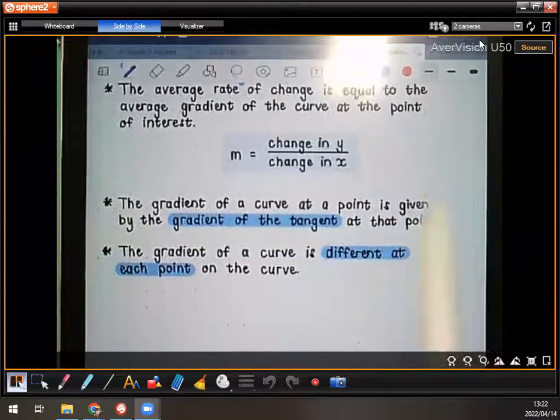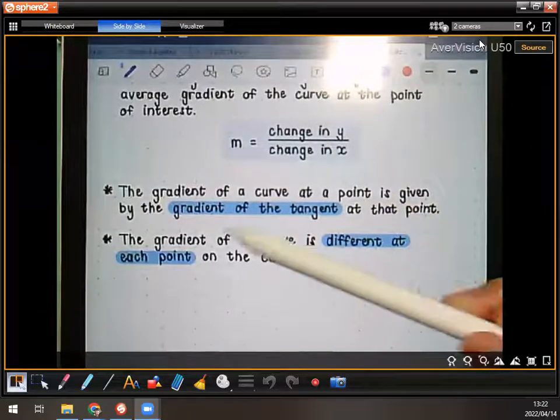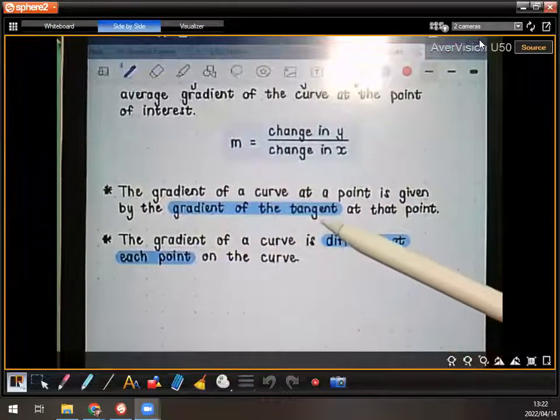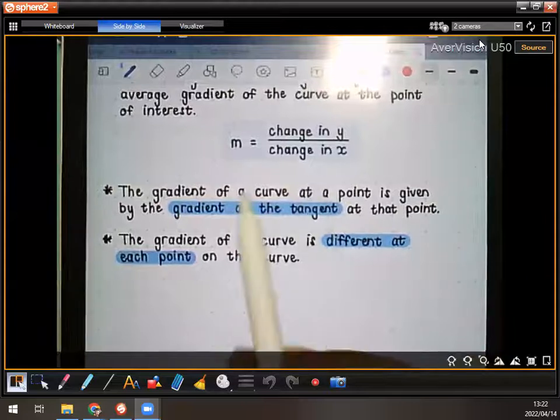Okay, so now they're going further and they're saying the gradient of a curve at a point is given by the gradient of the tangent at that point. What is a tangent again, guys? It's a line that touches a curve at only 1 point. So now instead of having 2 points on the curve, we have 1 point. And what are they saying here?